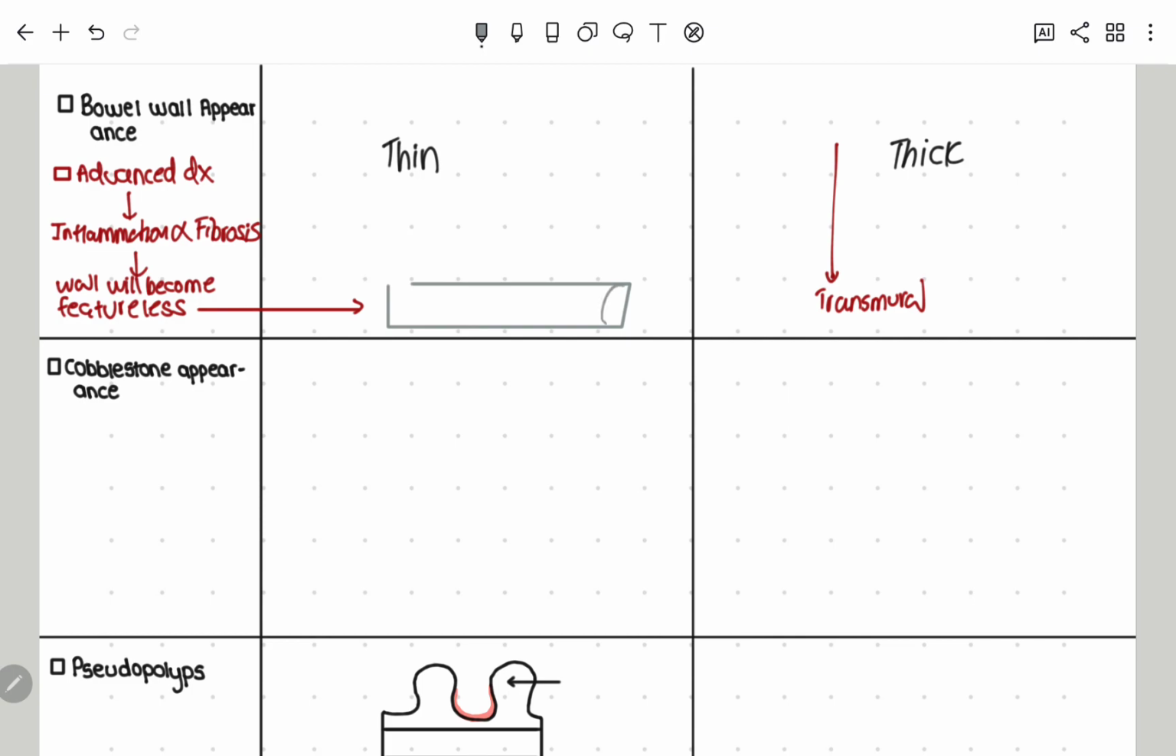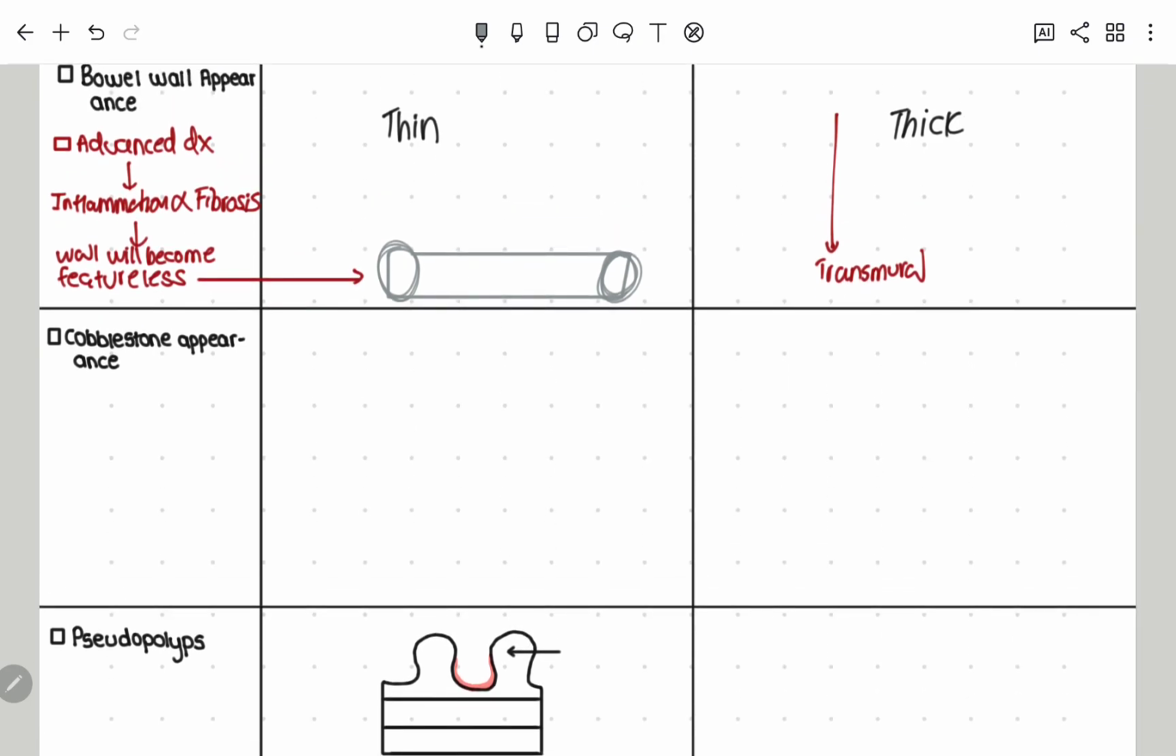You know how pipes are in general, they have absolutely no features, just plain flat running pipes. That's literally how you describe the appearance of the bowel when the inflammatory process has been going on for a long period of time.